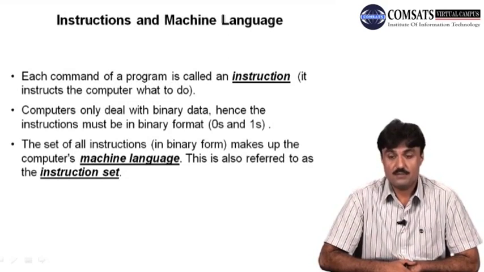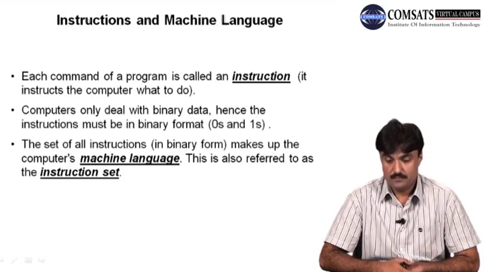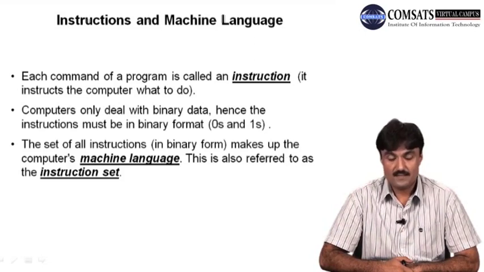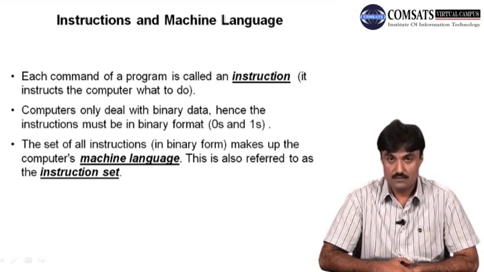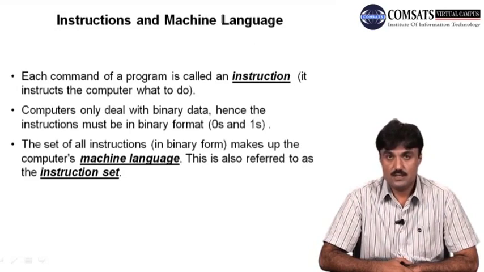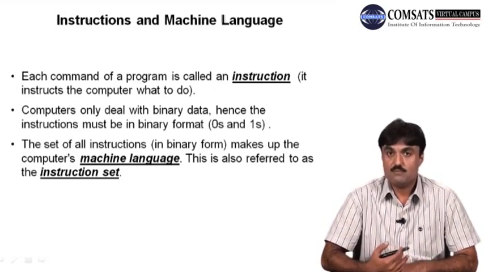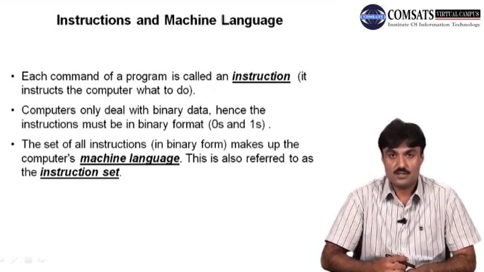Instructions in machine language. Each command of a program is called an instruction. It instructs or directs the computer what to do. As you have seen in higher level languages like C, Java and others, we write some statements or instructions. These instructions perform some operations, so they instruct or direct the computer what to do.